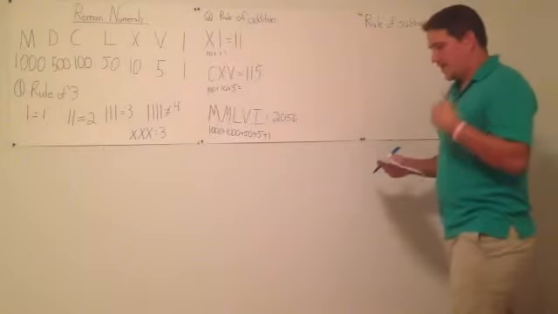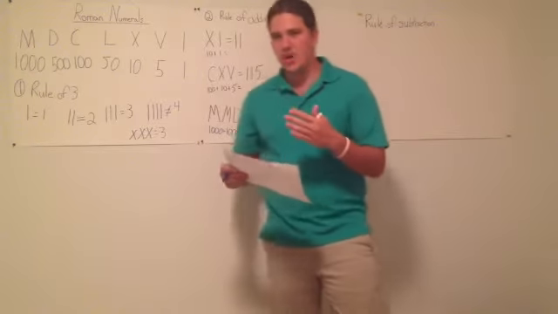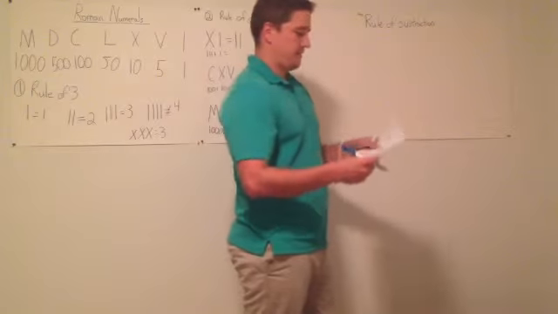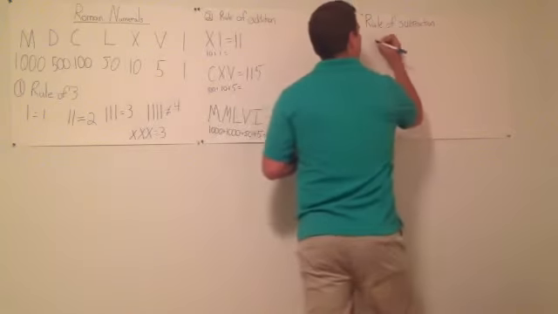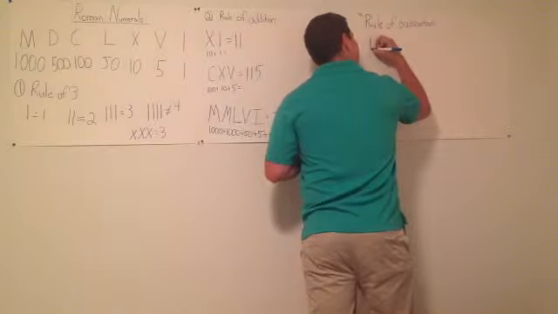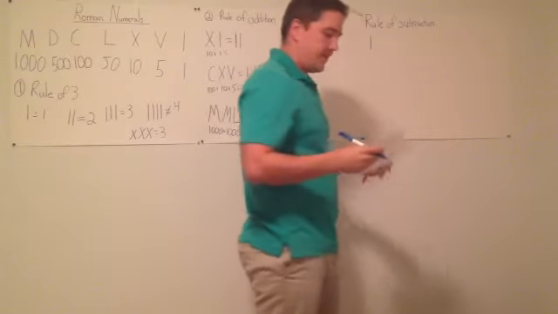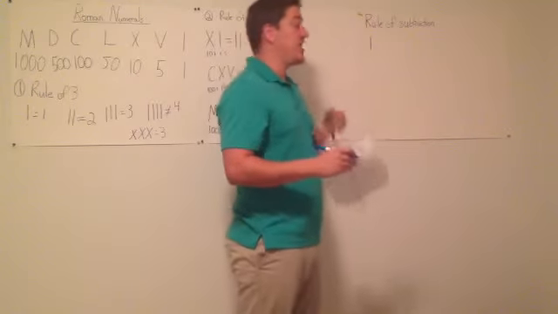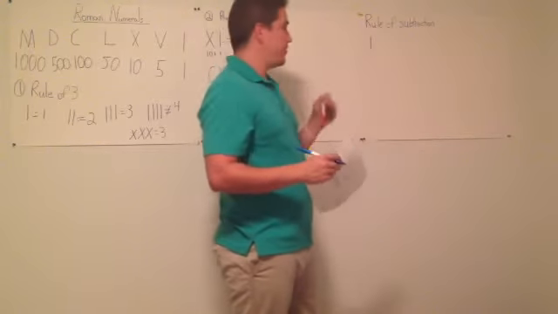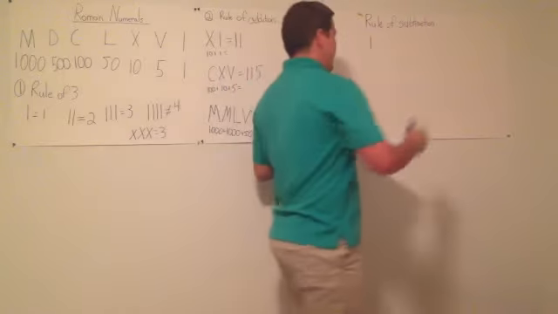So, in the rule of subtraction, it's when you have a number that comes in first. Let's say we have an I. And then the number that comes after that number is greater than the number that came first. Let's say we had V.